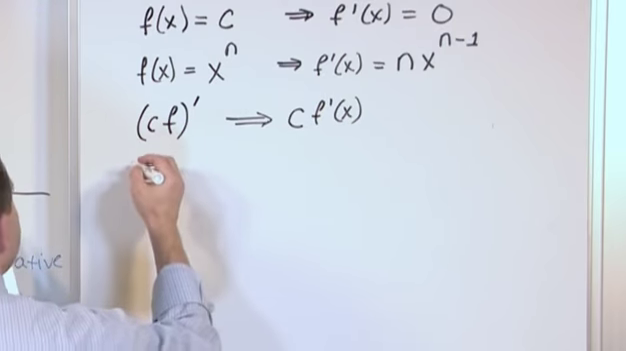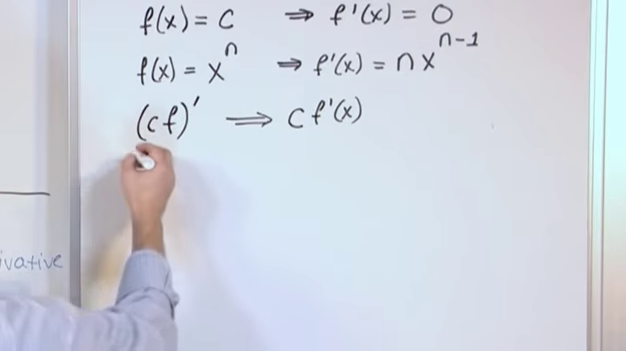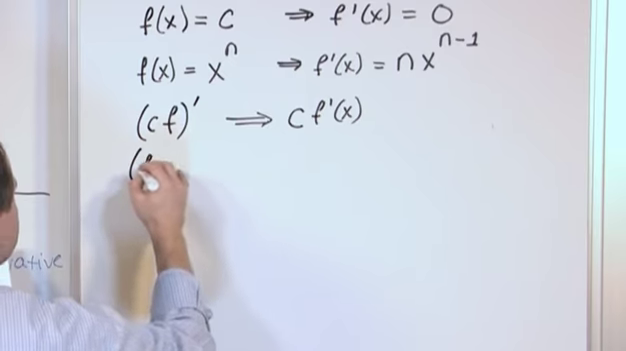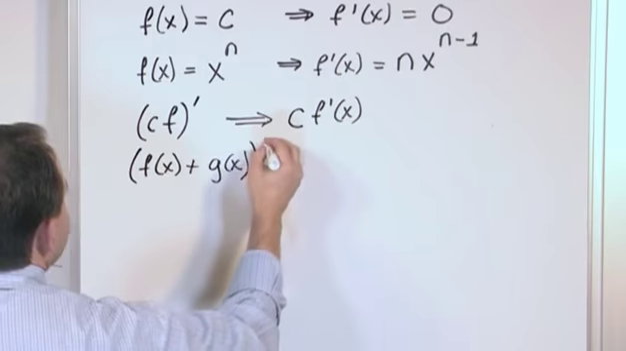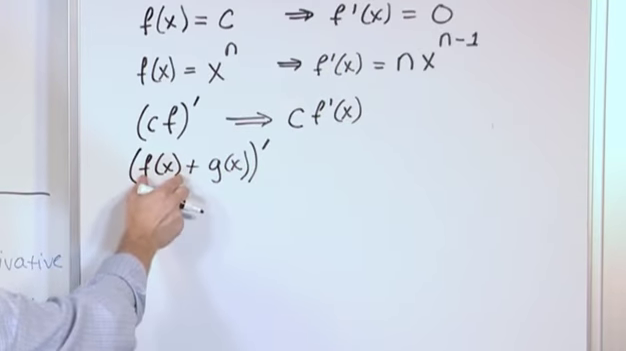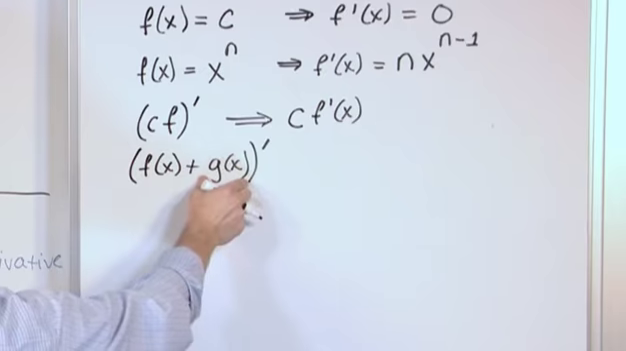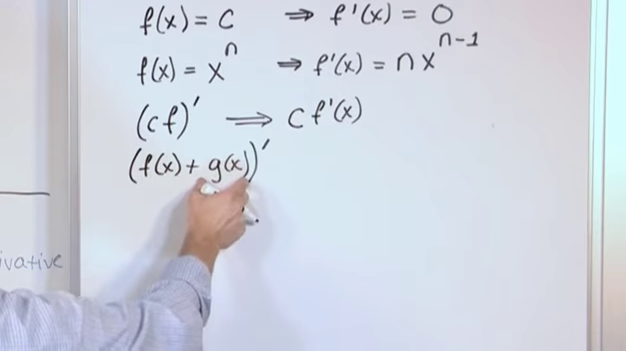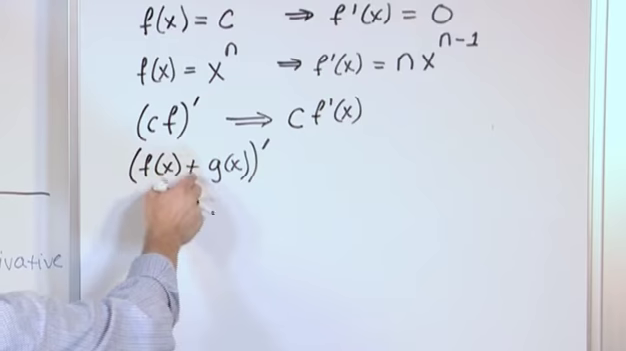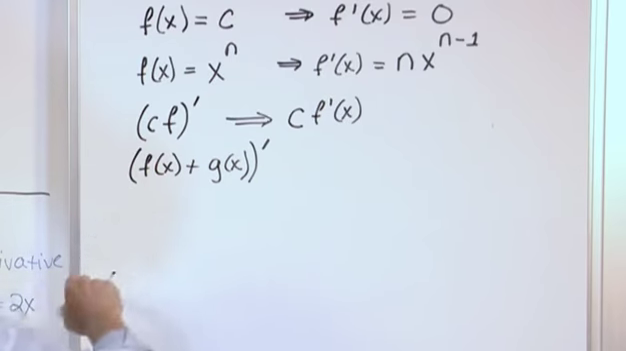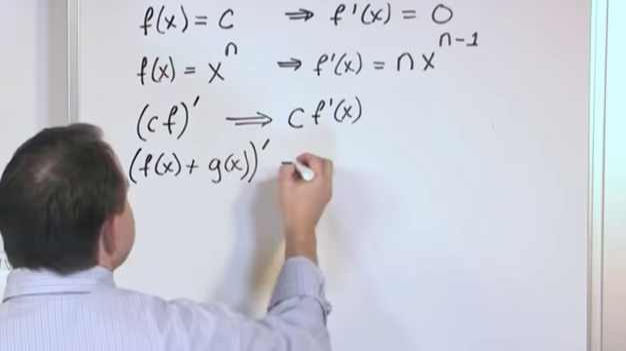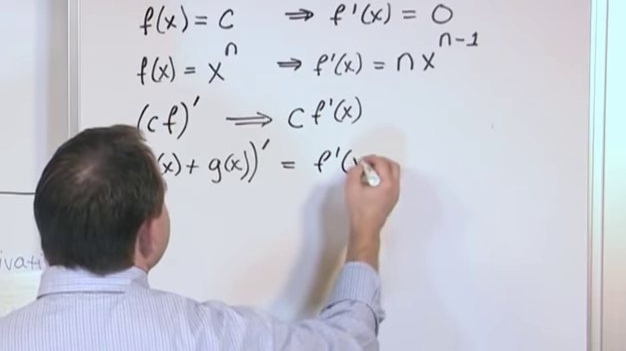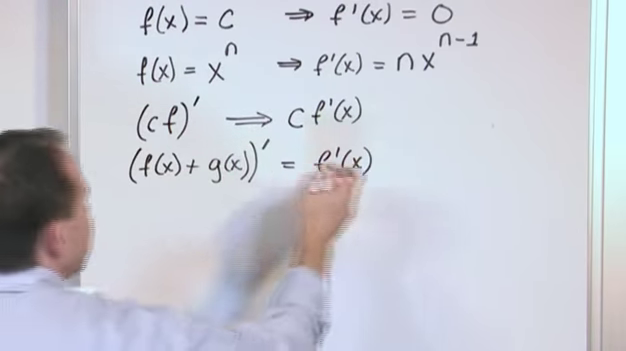Now, the final thing we're going to talk about before we start working some problems. What if I have two different functions, like f of x plus g of x, and I want to take the derivative of the combination? This might be x squared plus 2x. This might be sine plus cosine. This might be 1/2 x plus x to the negative 3. No matter what, to take the derivative of the sum of two or more different functions, you just simply take the derivatives of the individual functions and add them together.